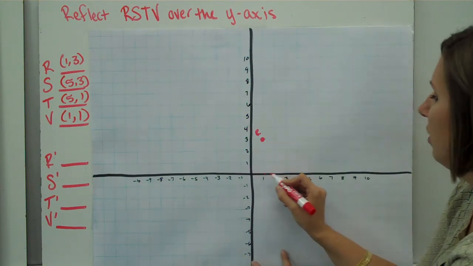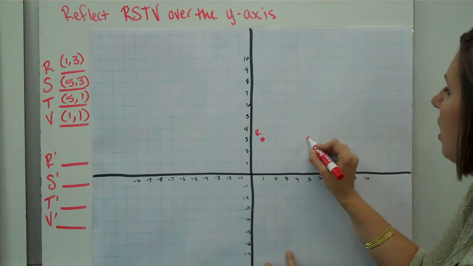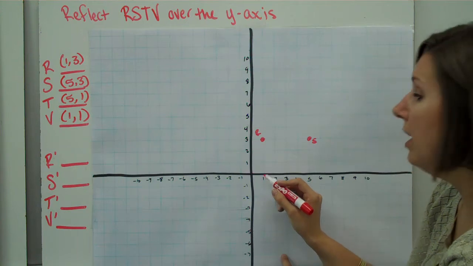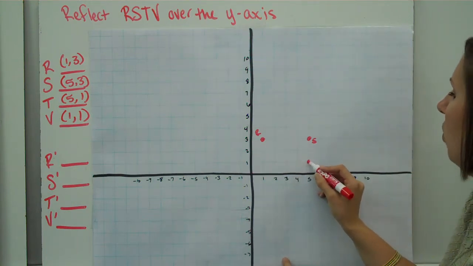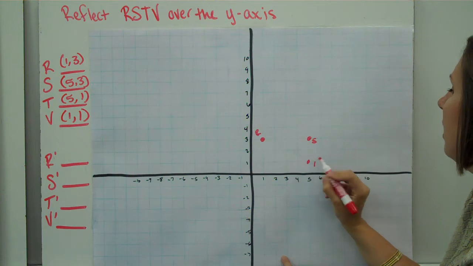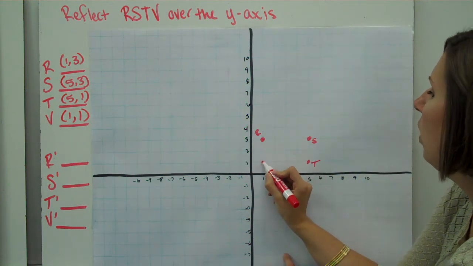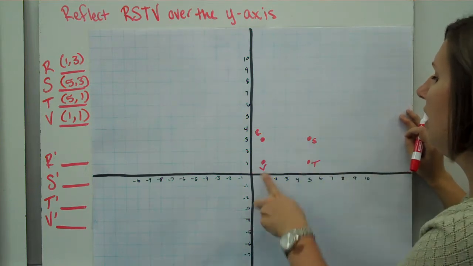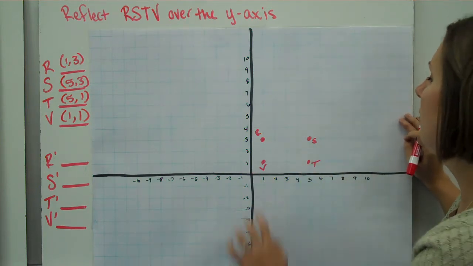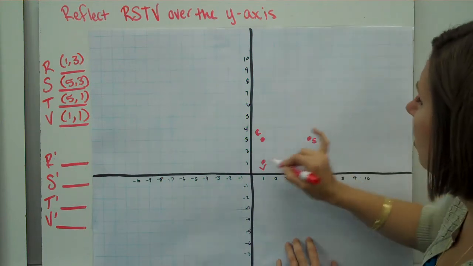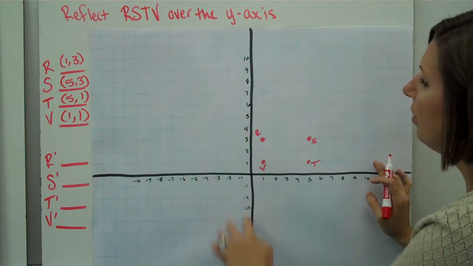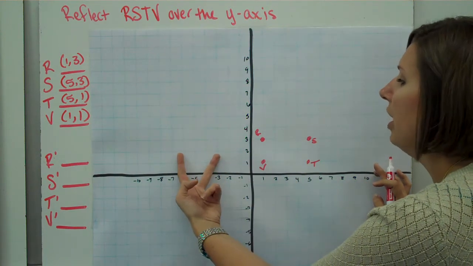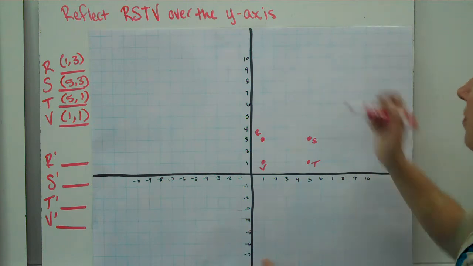S is 5, 3, so I'm going to go 5, 3, S. T is 5, 1, so I'm going to go 5, but just up 1 unit. That was my T. And then V is 1, 1. Okay, so I've got R, S, T, V, and now it looks like a rectangle. And I'm going to reflect that rectangle over the y-axis. So I'm going to take it from this location, and it's going to be somewhere over here. I'm going to flip it.